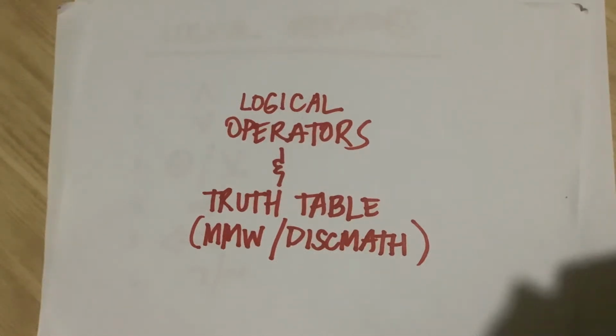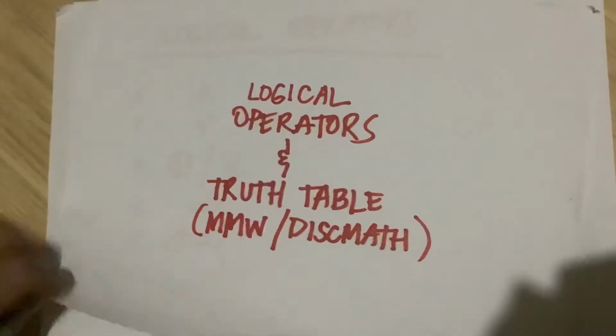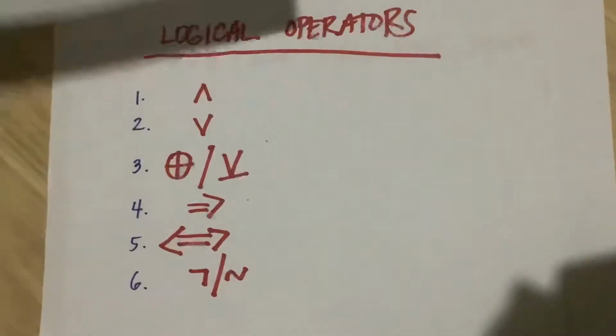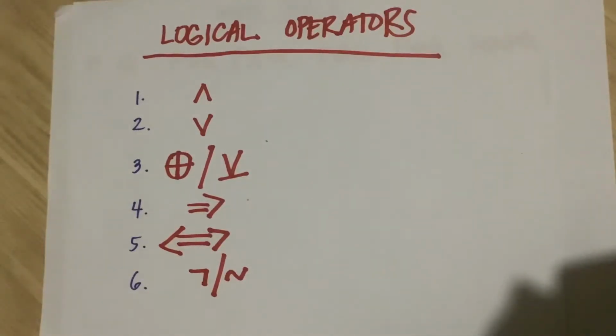Okay, so this time we will discuss the logical operators and truth table, okay? So, let's have the following. Let me discuss with you first the logical operators. So, basically, there are five logical operators actually.